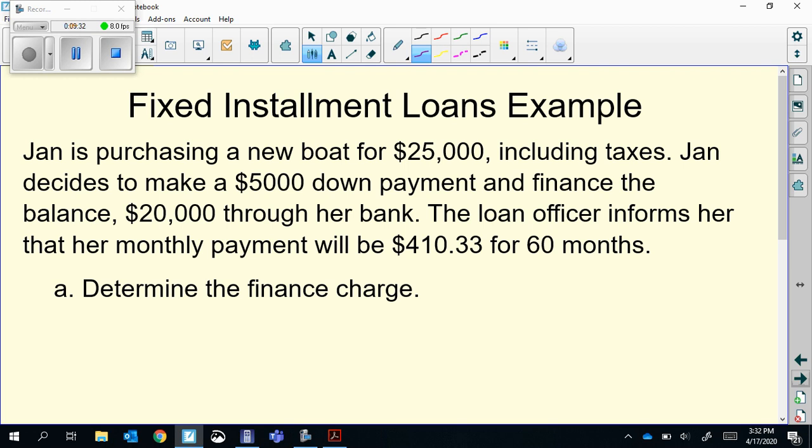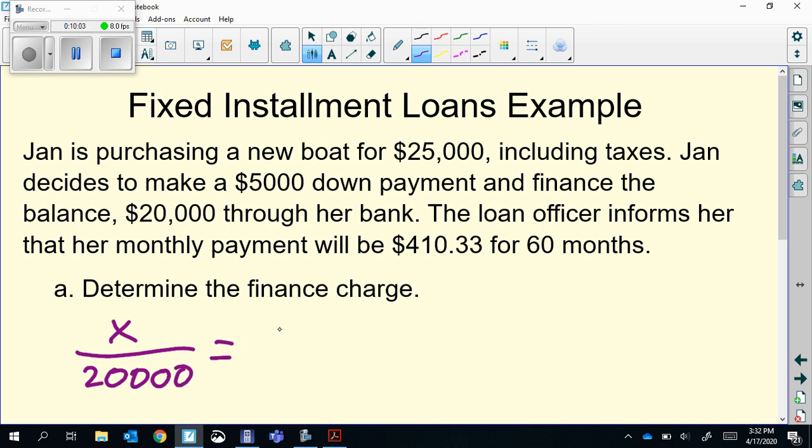Jan is purchasing a new boat for $25,000, including taxes. She decides to pay $5,000 down and finance the balance at $20,000. Just doing a subtraction there for you. The loan officer informs her that her monthly payment will be $410.33 for 60 months. Determine the finance charge.